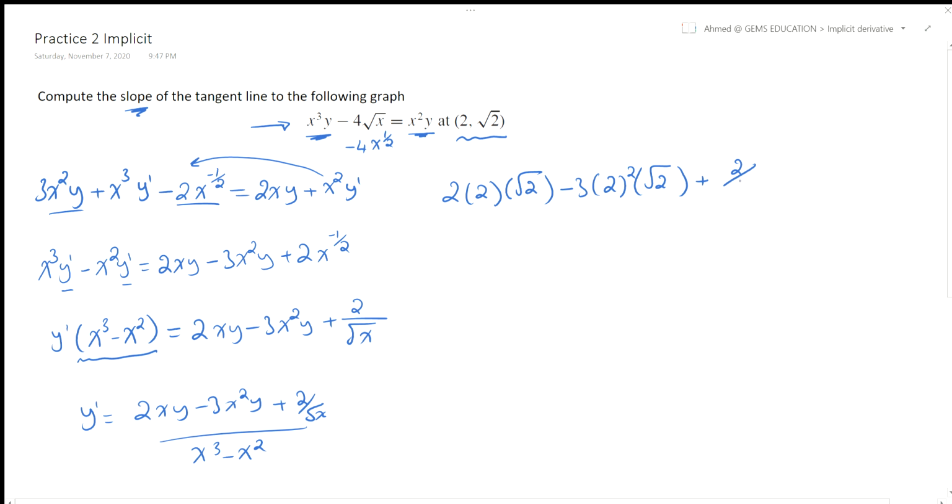Plus 2 over root 2, and all of this is then divided by 2 to the power of 3 minus 2 to the power of 2. Put this whole thing on your calculator and you'll get the answer of negative 2.47. That is supposed to be the slope of this equation. That's it.